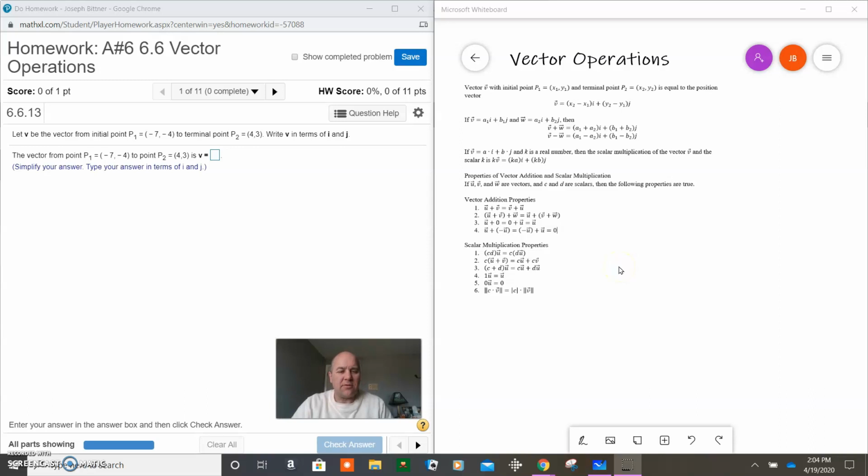Just remember what a vector is. A vector is direction and magnitude. Direction is just showing you which direction it's going in. It is usually indicated by the A and the B value. The magnitude is how long the segment is.